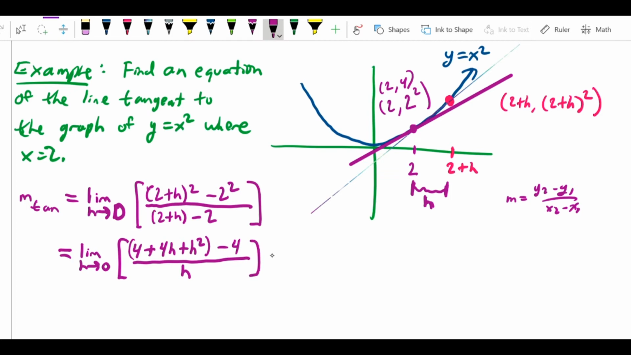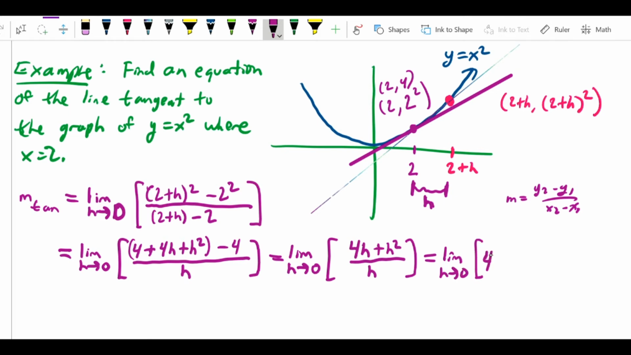So now let's do a little simplification further. This is still the limit as h approaches 0 of 4 plus 4h plus h squared minus 4. That gives us 4h plus h squared over h. Now 4h over h is 4, and h squared over h is h. So the limit as h approaches 0 of 4 plus h, we can easily solve by substitution. That's just going to be 4 plus 0, and that equals 4. So that is the slope of the tangent line.